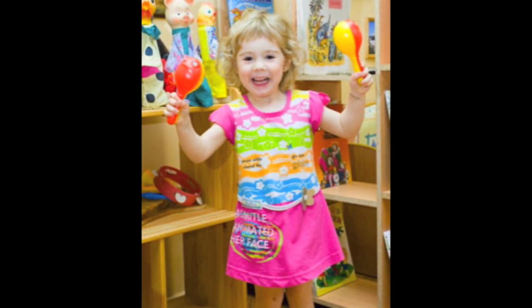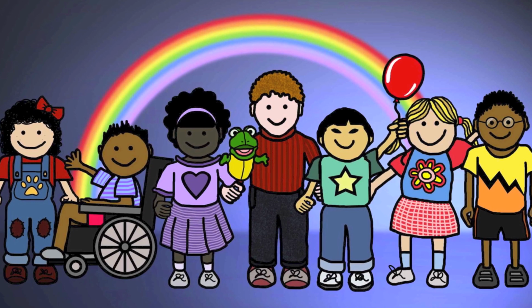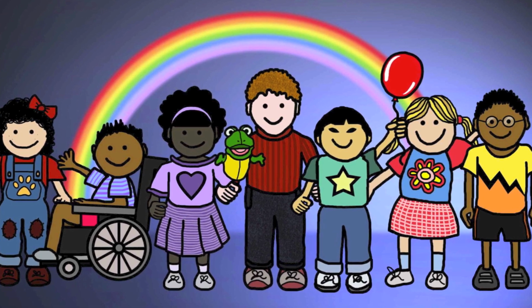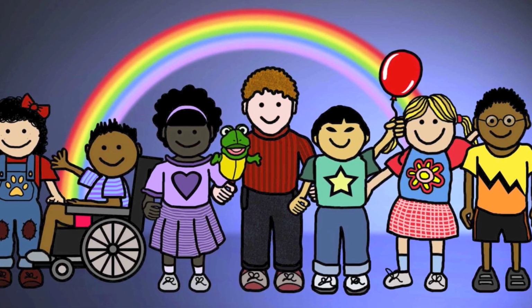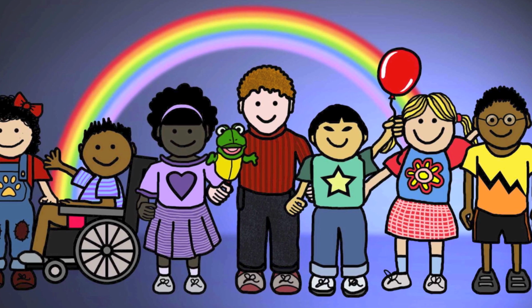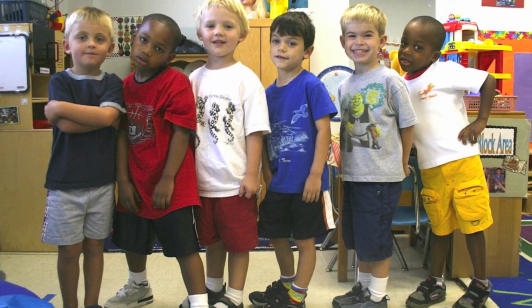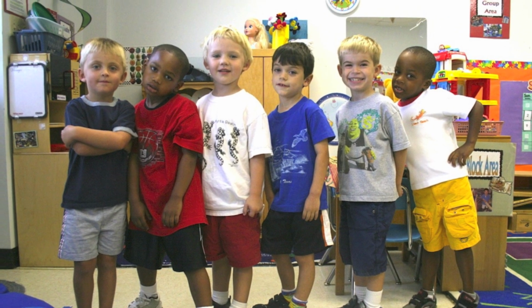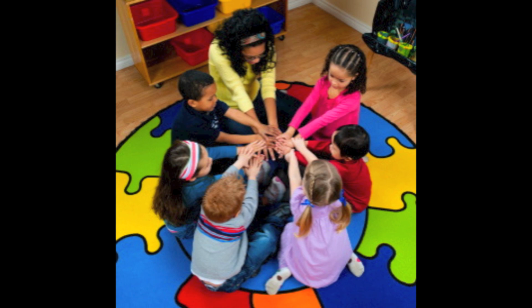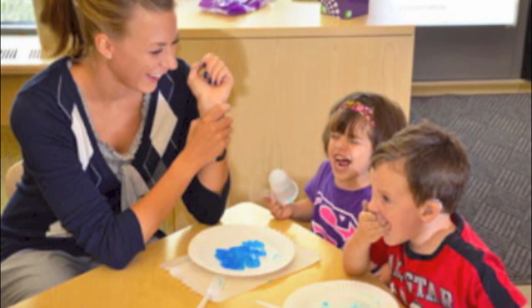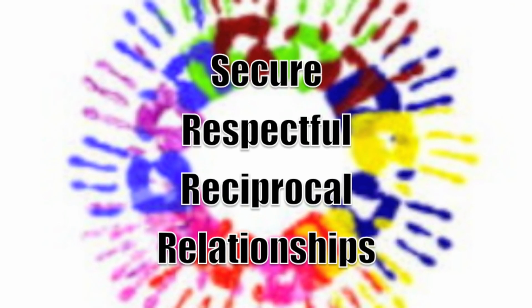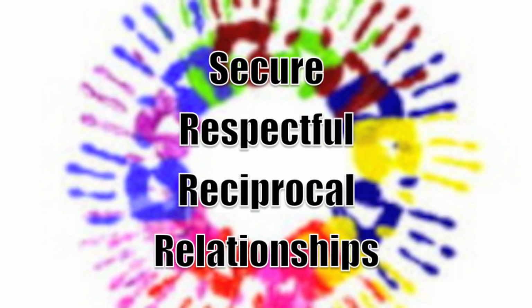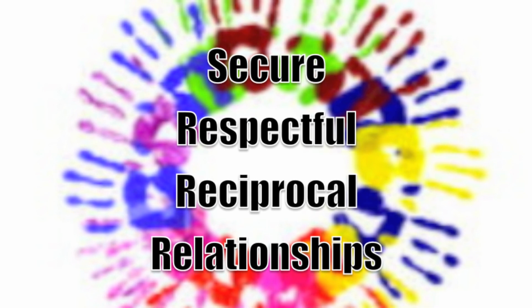What is anti-bias? Anti-bias is the practice of inclusion, which accepts that all people are of value and should be respected. Following an anti-bias curriculum in an early childhood educational setting has the outcome of creating secure, respectful, reciprocal relationships that value diversity among people.